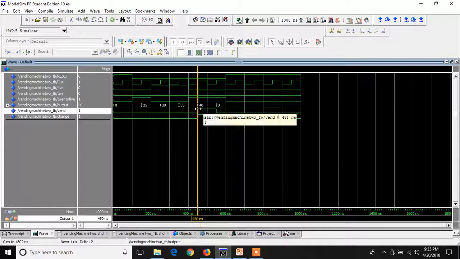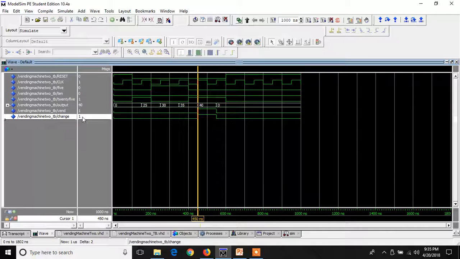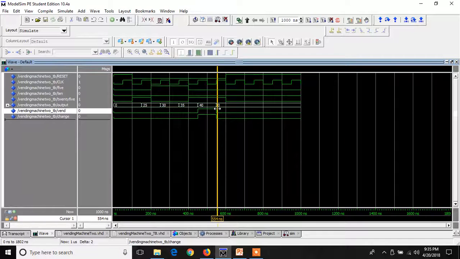So at 40 cents, the vend is 1 and change is 1, and basically that means that the machine owes change now. So after the machine has vended the item out, it goes back to state 0 and it starts all over again. And that's basically it for part 2 of homework 5.